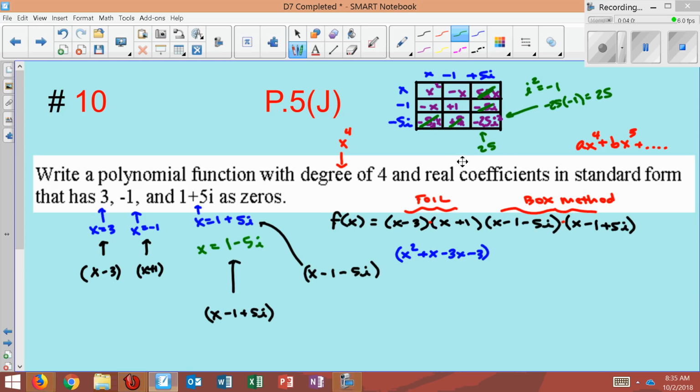So when I combine our like terms here, or if I pulled them all down without combining my like terms, I would have x squared minus x plus 1 plus 25.